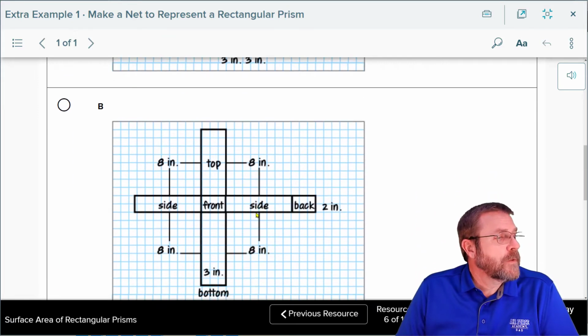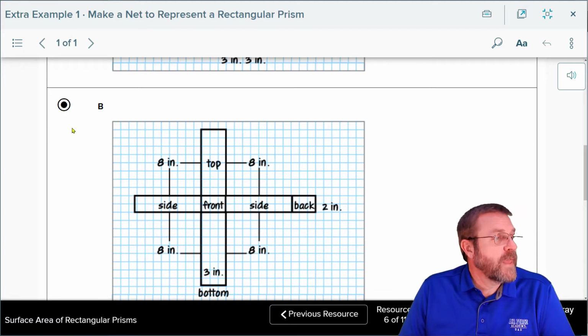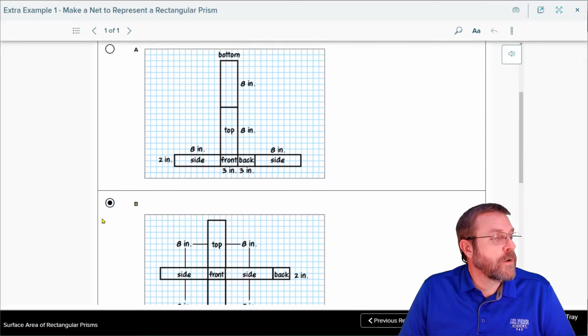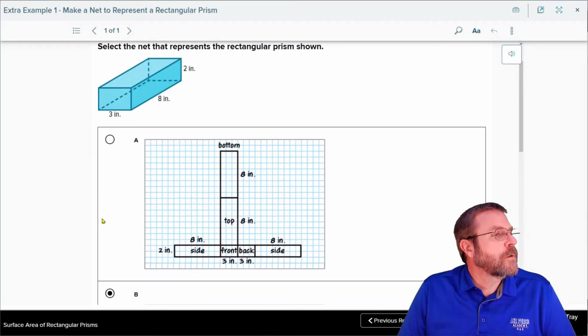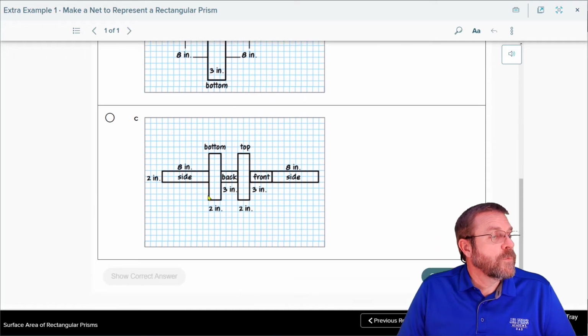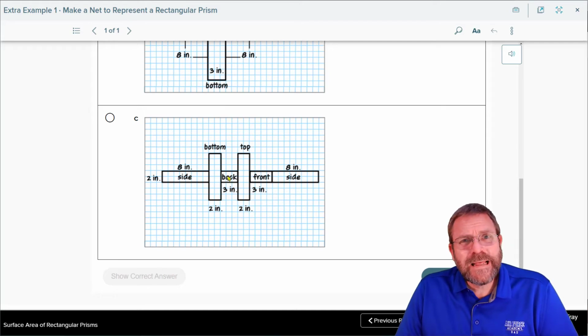Next, we have a top and a bottom opposite of each other, a front and a back opposite each other, and a side and a side opposite each other. So that would be a valid net, assuming the side lengths are correct, which I believe they are. Yep, and everything looks good. 3, 2, yep, everything's good there. And then for this one right here, well, would these two sides fold up to match what they have here? No, it won't. So even though the top and bottom are opposite each other with the back and the front between them, it's not going to fold up right.